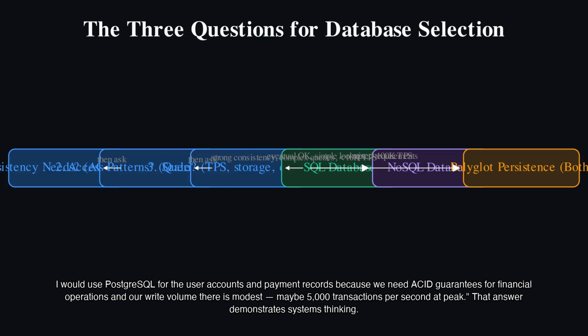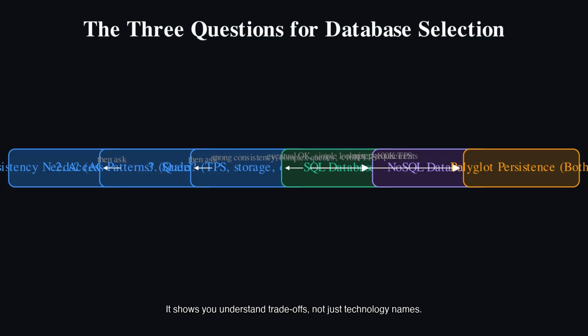That answer demonstrates systems thinking. It shows you understand trade-offs, not just technology names. Benchmarks give interviewers confidence that you've operated at scale, not just read about it. Here are the numbers that matter for database selection.